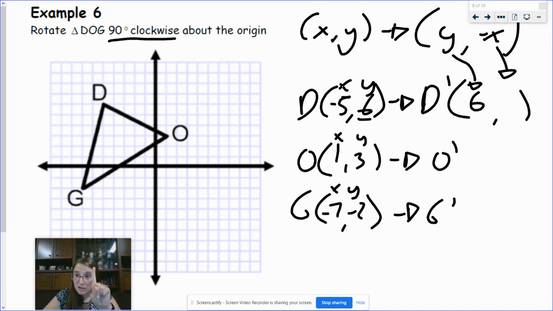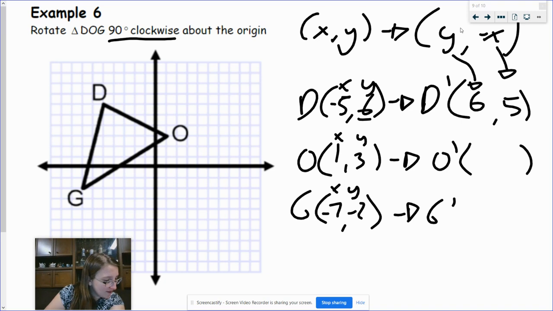-5. Now be careful. Not only do I need it to be x, I need it to be a negative x. If it was -5 here, that means I now need it to be +5. So that's my answer for D prime. Let's try it again for O. I need to have a y here.